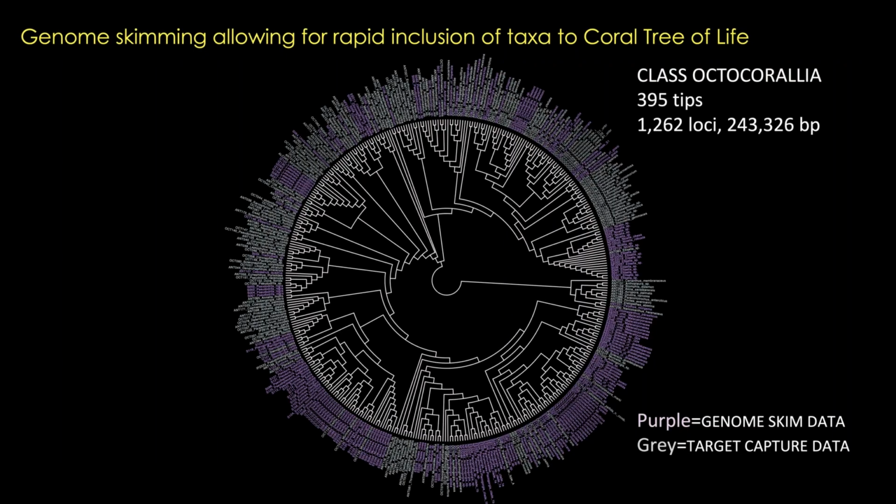So this approach is really allowing us to rapidly include taxa to the coral tree of life. This is the phylogeny published in that paper. All of the purple tips are the ones that we conducted genome skimming on, and we bioinformatically pulled out those UCEs. We combined them with target capture data, and it's really helping us to rebuild this tree at a much faster rate.